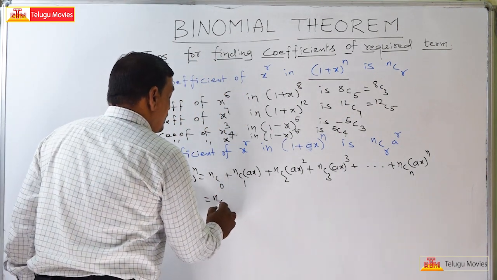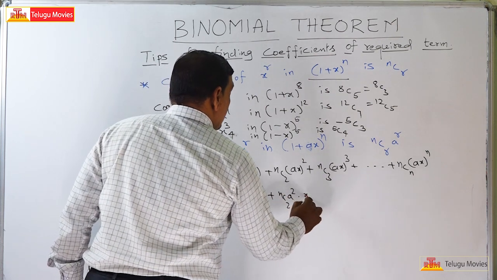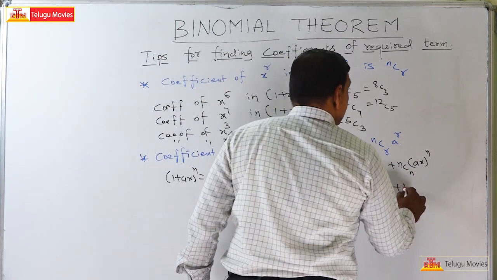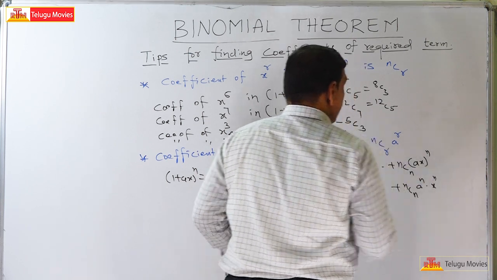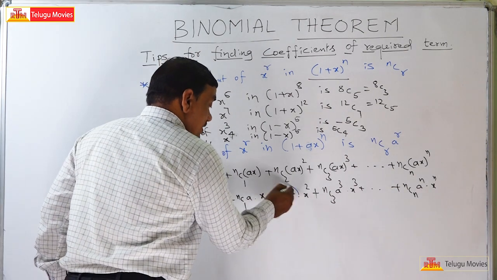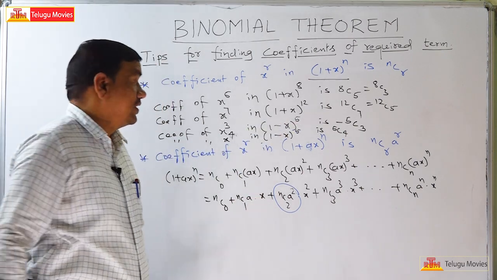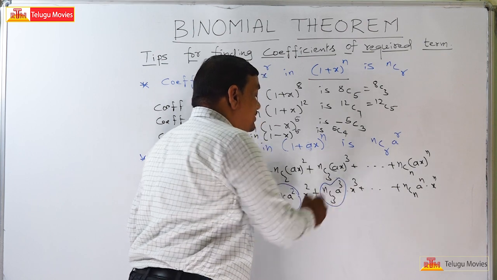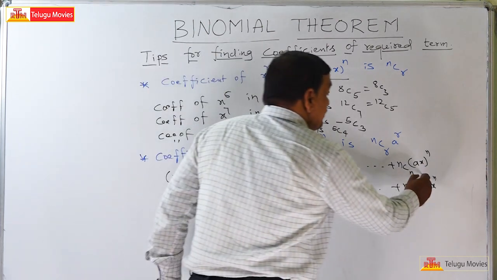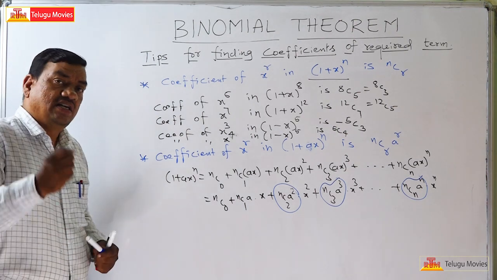That means this is equal to nC0 plus nC1 into a into x, nC2 into a square into x square, nC3 into a cube into x cube, plus nCn into a power n into x power n. So if you want to find the coefficient of x square, it is not simply nC2, it is nC2 times a square. The coefficient of x cube is nC3 times a cube. The coefficient of x power n is nCn times a power n. Understand this? Now, based on this, let us see some problems.